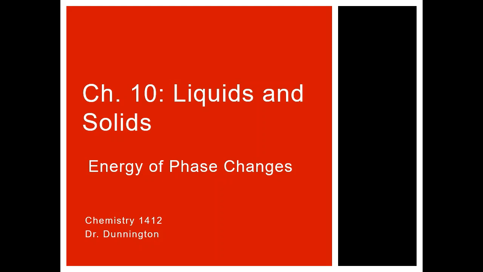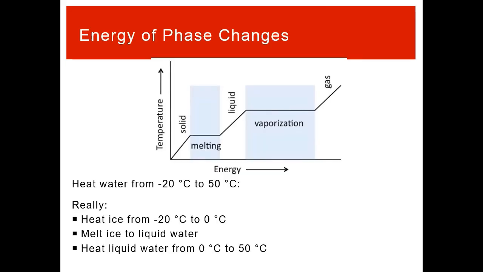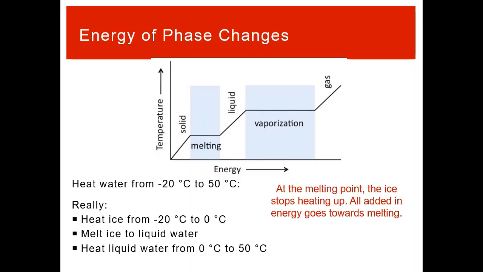Now we want to talk about some of the quantitative descriptions of the energy of phase changes. So if we think about processes like heating up water, we're going from say negative 20 degrees Celsius to 50 degrees Celsius. We know that there's going to be some energy required to change the temperature, right? We would start, we go negative 20, that's solid ice. We would warm it up to say 0 degrees Celsius. That's where we get to melting.